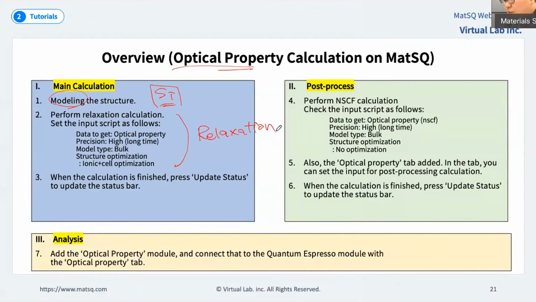And the second part is, when you finish the relaxation, we perform the NSCF calculation. This is step 1. This is step 2. And when you finish 1 and 2, finally you can get optical properties by using the optical property module. Okay, it's quite simple. All right, let's start.